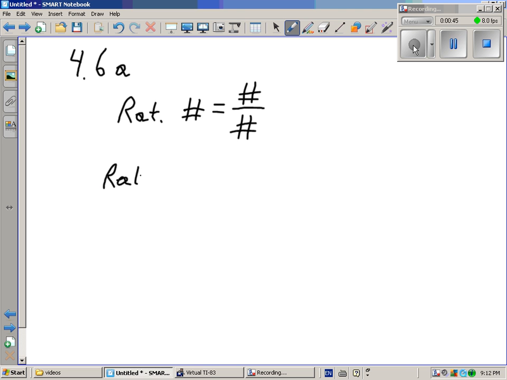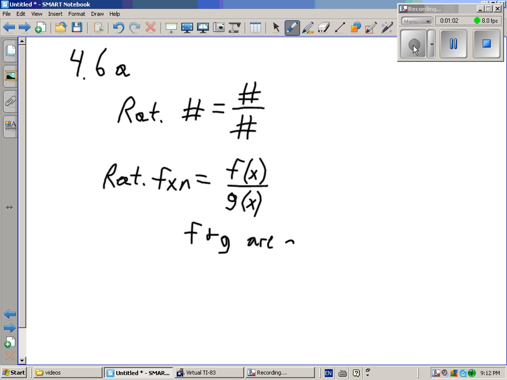A rational function is going to be a function divided by another function. Now the two rules here is that f and g, both of those functions, need to be polynomials. And that g of x cannot equal 0 because you can't divide by 0.